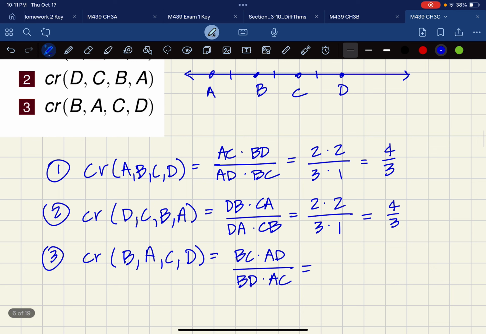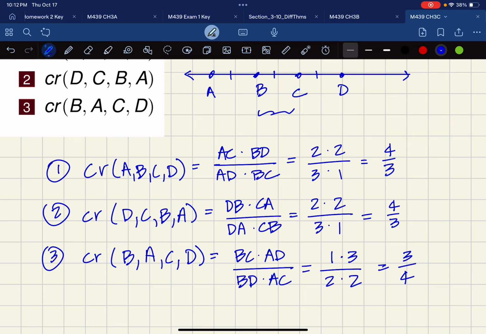So let's see, BC is going to be 2, AD, wait, BC is not going to be 2. If I come back up here and look, BC is that distance now, so that distance is 1. And AD is going to be 3. And on the bottom, we'd have BD, which is going to be 2, times AC, which is going to be 2. So here we get 3/4.